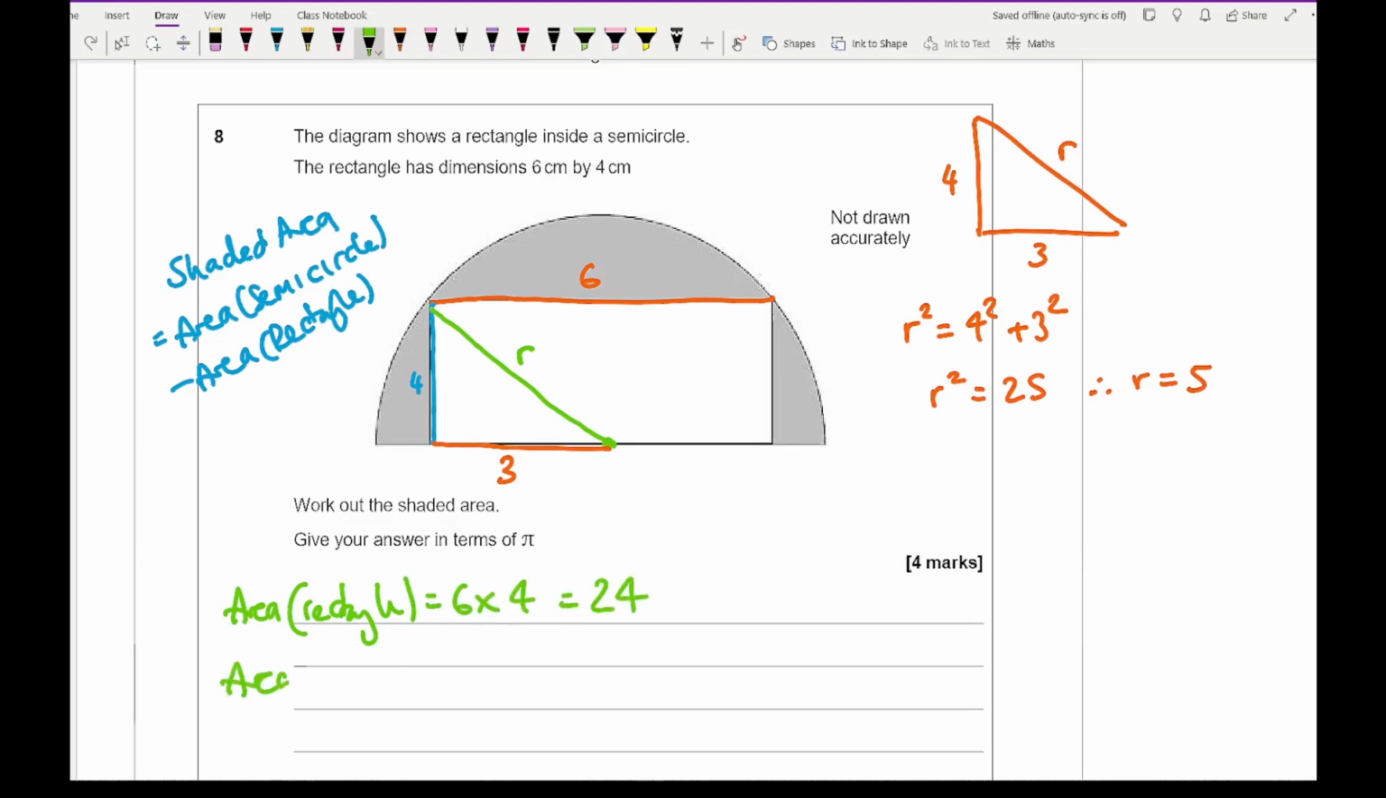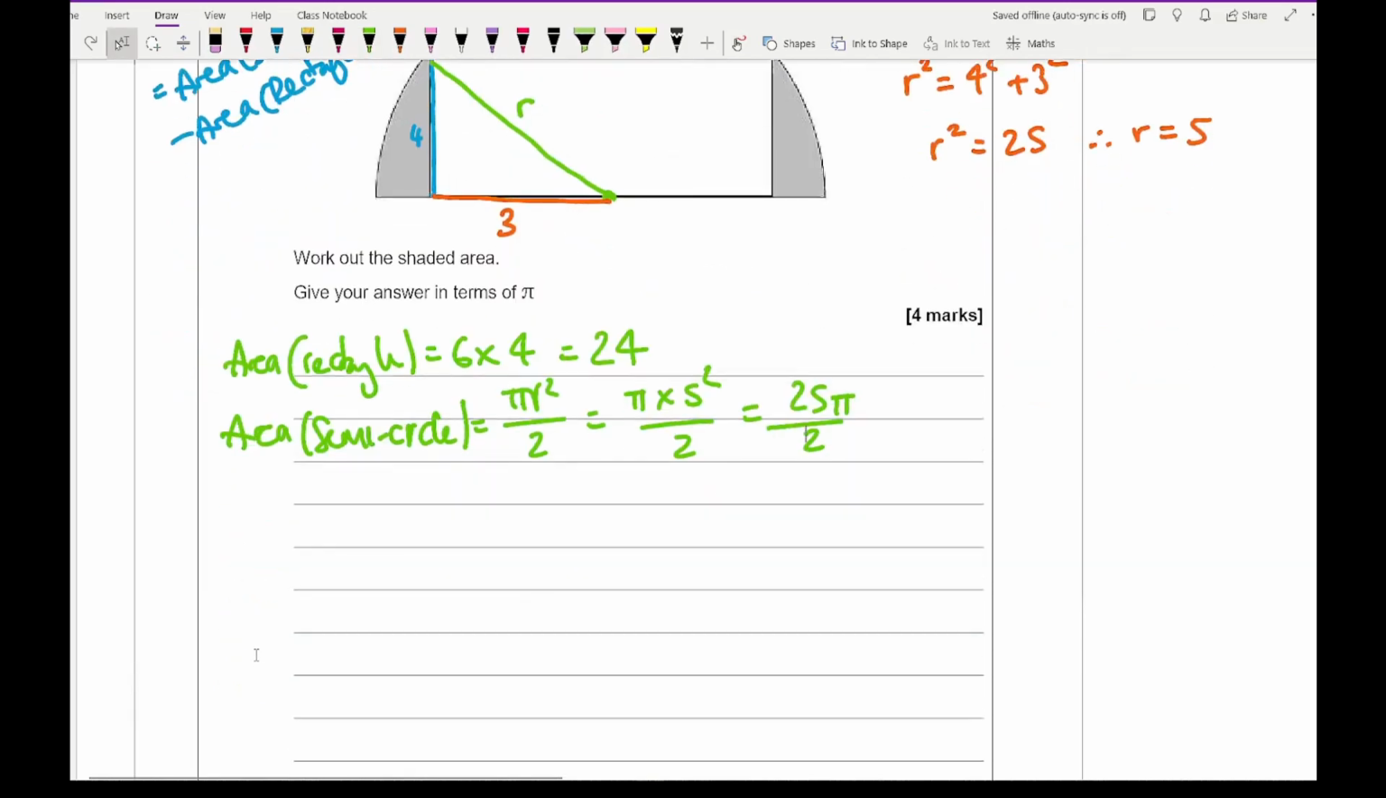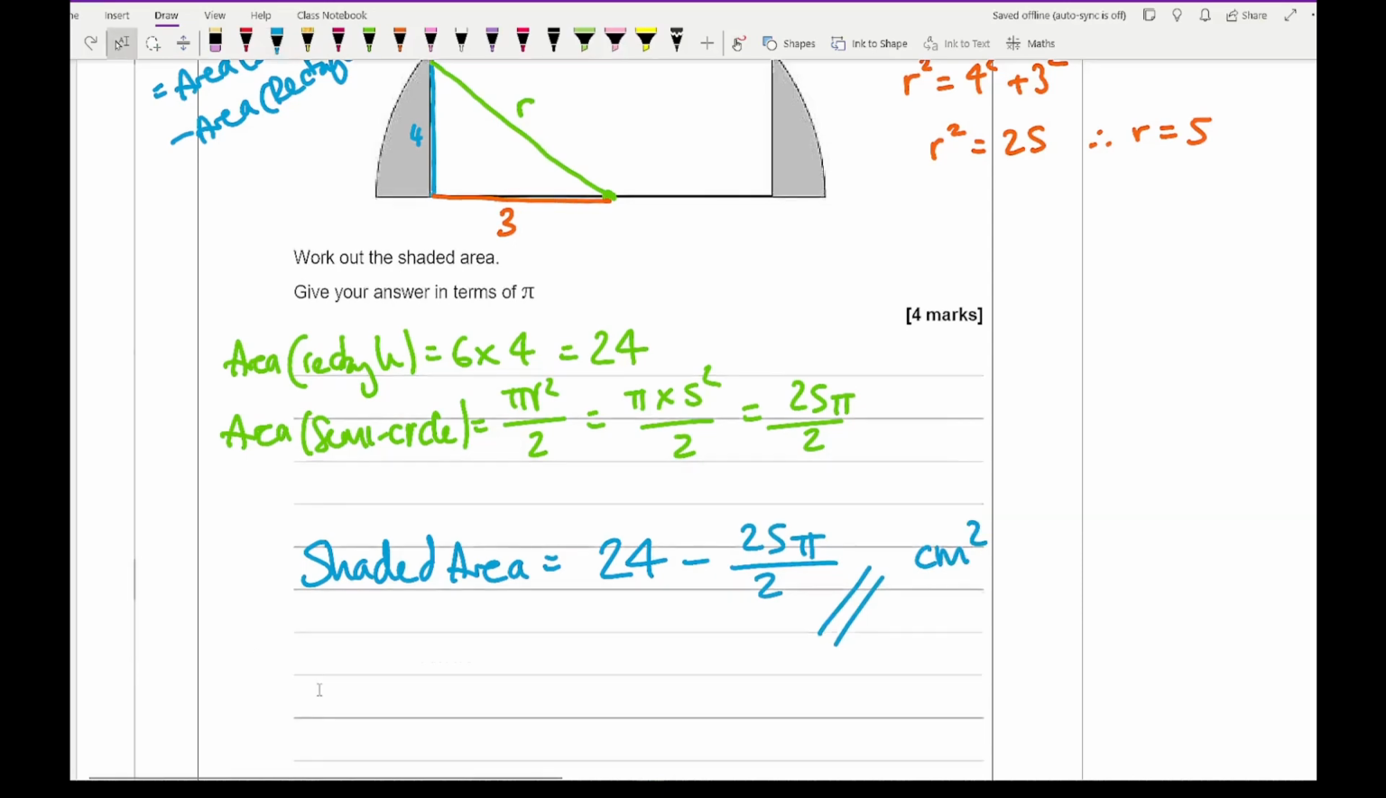And then the area of the semicircle is going to be pi r squared divided by 2. So it's pi times 5 squared divided by 2, which is 25 pi divided by 2. So then to work out the shaded area, it's simply going to be the area of the semicircle, 25 pi over 2, minus the area of the rectangle, which is 24, and there is my final answer, and that's in centimetres squared.